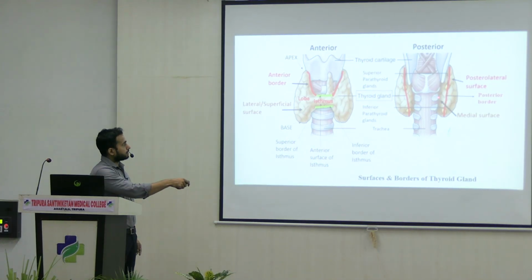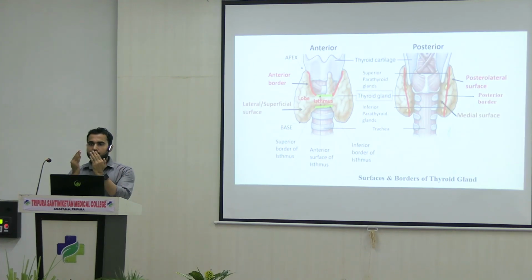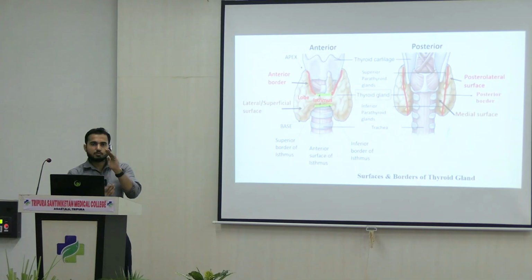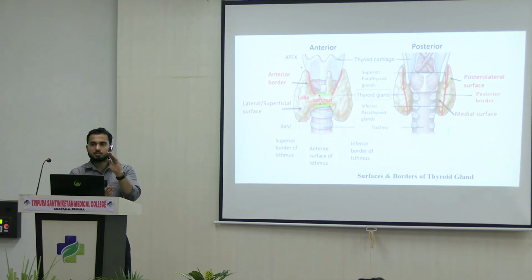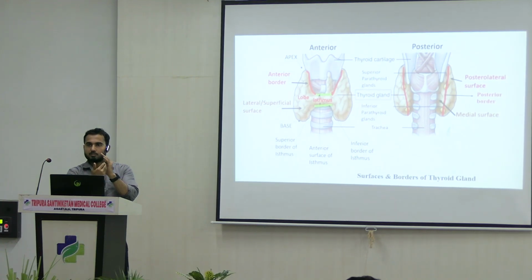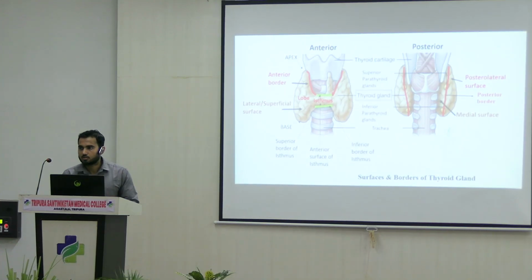Next, if you go deep, medially, then this is the medial surface. So like this, two lobes are present. This will be the apex, this will be the base, right? So this surface, whatever you see, what surface is this? Lateral or superficial surface. Next, if you go posteriorly, then this will be the posterior lateral surface. And the inner one, some portion which you can see over here, that is the medial surface.